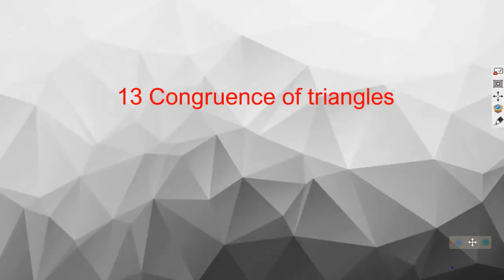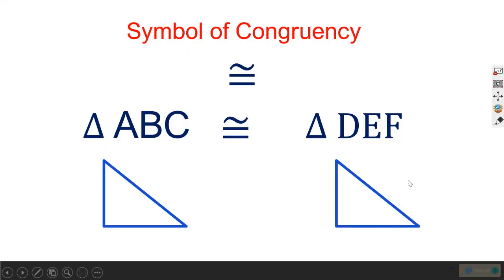Dear students, this is part 2 of the topic congruence of triangle. In part 1 of this topic, in the previous video, you came across certain aspects of congruent triangles and how congruency is symbolically represented. You also found that congruence means these two triangles which are congruent will be exactly alike.